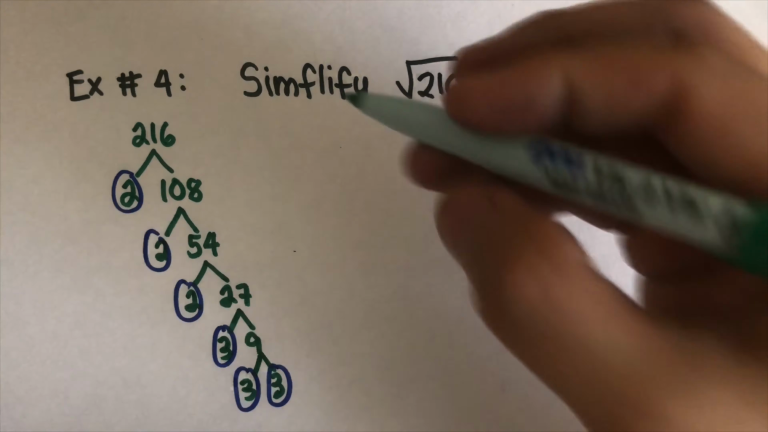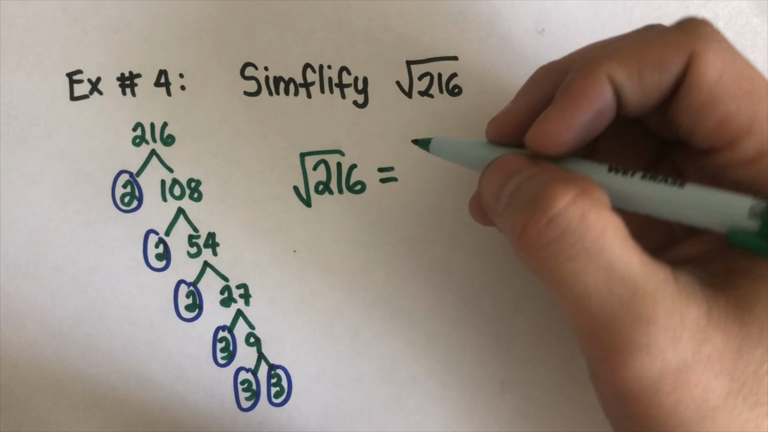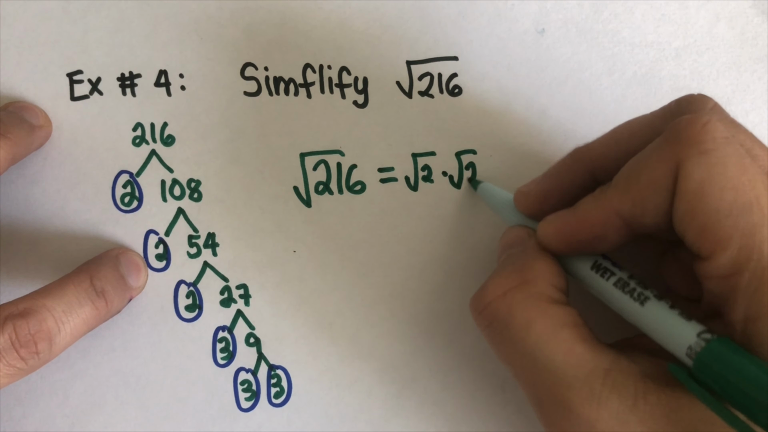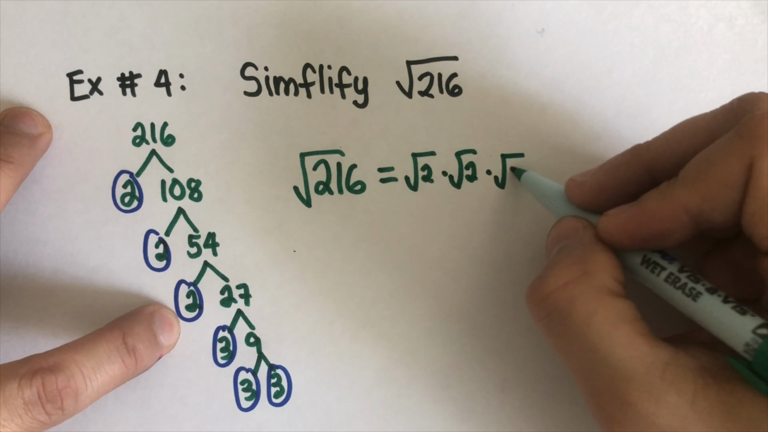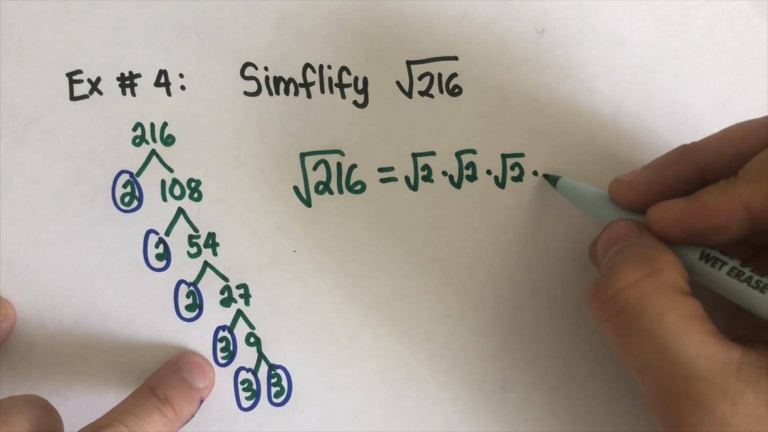So I'm just going to rewrite it. So square root of 216 is equal to, it has to be in order, square root of 2, another square root of 2 over here, another square root of 2. Then we're done with square root of 2, so square root of 3 times square root of 3 times square root of 3. There are 3 of them.